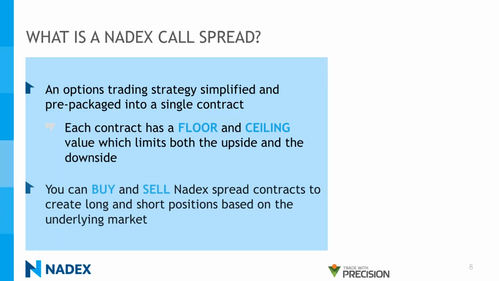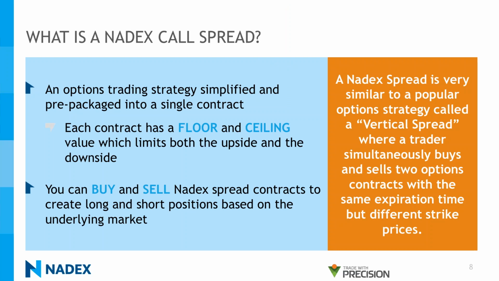So the question here that we're trying to answer is, what exactly are call spreads? And you can kind of think of it this way. A call spread is a standard options trading strategy that is prepackaged into a single contract. That's probably the easiest definition I can give you. Each contract consists of a floor and a ceiling price, which is known as the spread. The floor and the ceiling price represent the maximum upside and downside of a call spread contract.